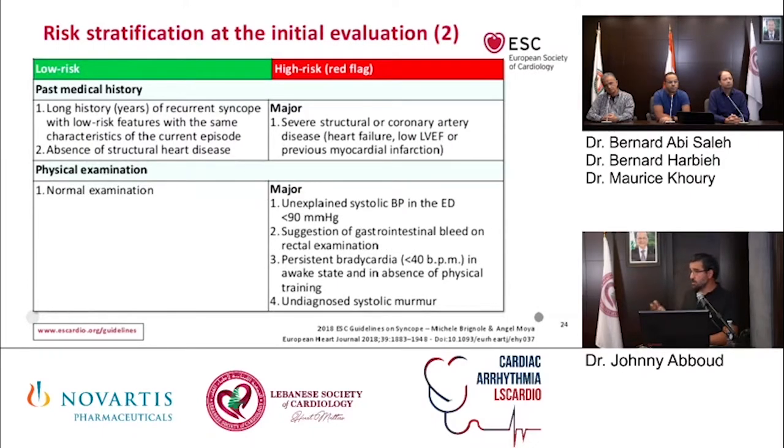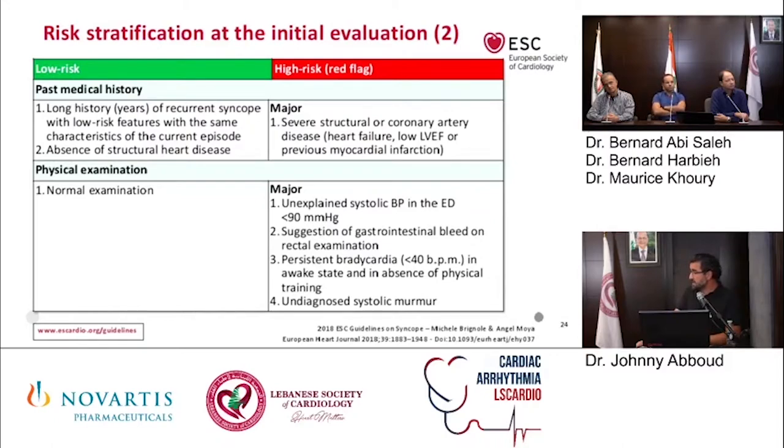Now, in the interrogation, you should also ask about the past medical history. If your patient has a long history of recurrent episodes of syncope with low risk features, with the same characteristics as the current episode, this is considered low risk. If your patient has no structural heart disease, it's considered low risk. Major risk, if you have severe structural or coronary artery disease like heart failure, low ejection fraction, or previous myocardial infarction. So all these should be included in your interrogation of this, our patient of 70 years old.